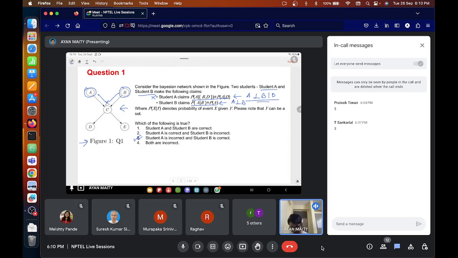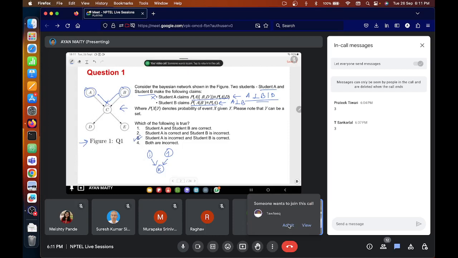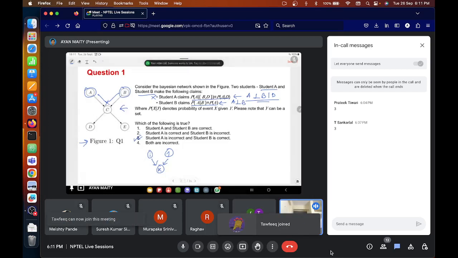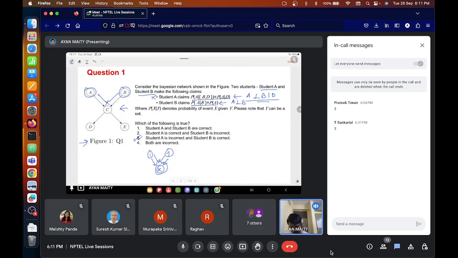According to the d-separation rule, let's say I, J and K, if K has two parents I and J, in that case, if K is not given, then this path is blocked. Here C is not given in this second claim, that's why this path is blocked. So there is no path from A to B in that case. So A and B are conditionally independent. So the second claim is right.